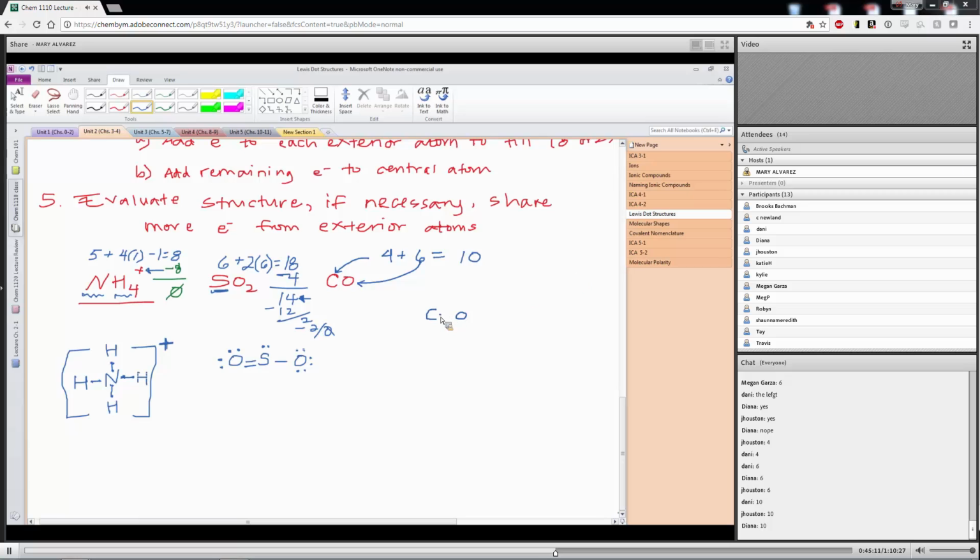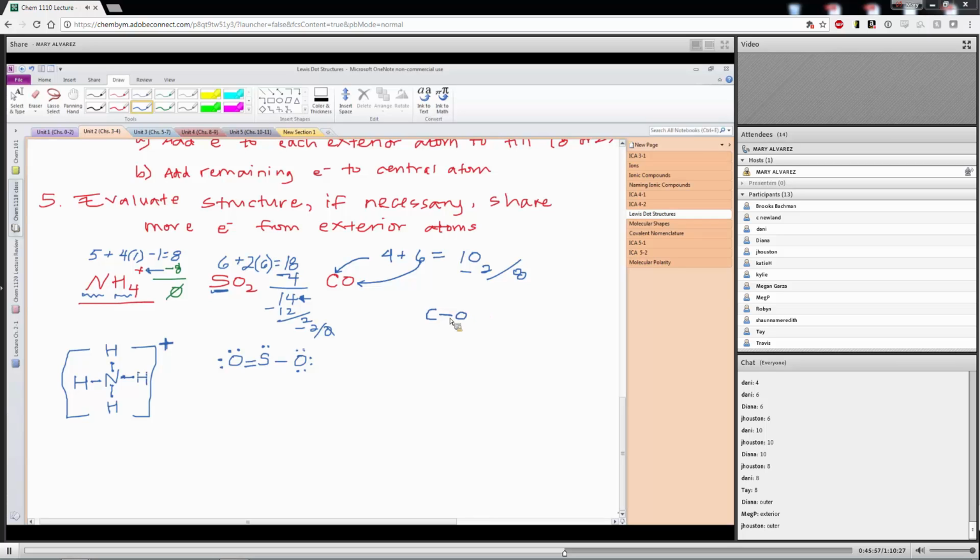Step 3, got to have at least a single bond. Now, step 4, distribute remaining electrons. How many remaining electrons are there? There are 8. I have used 2 in this single bond, so now there are just 8. Okay, so part A, where do I put the electrons first? On the exterior atom, in this case the oxygen because it was listed second.